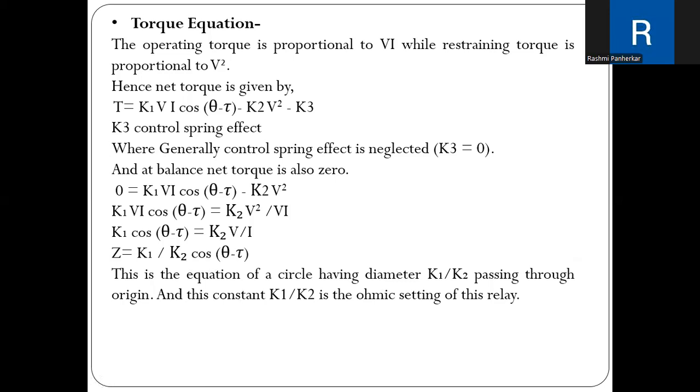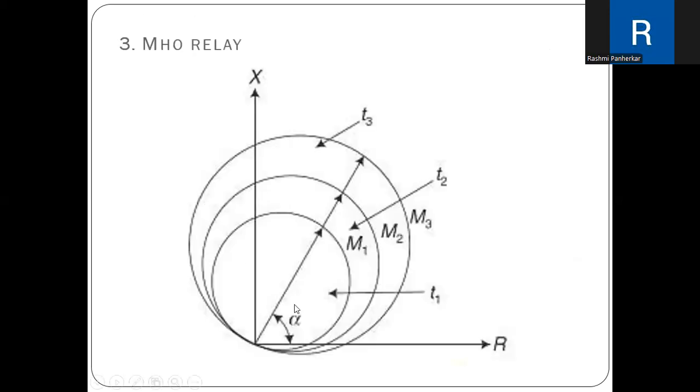So we have to consider this Mho relay is located at the point A. Suppose this is the point A. Okay. So the relay operates only for the fault occurring in line A to B. We have to consider the Mho relay located at the point A. So the relay operates only for the fault occurring in line AB.